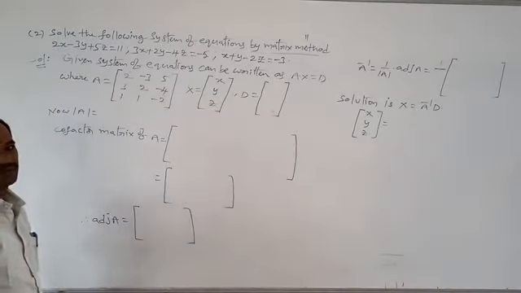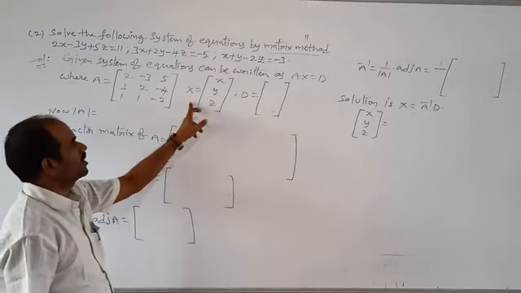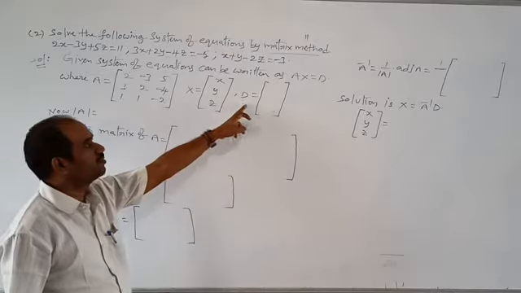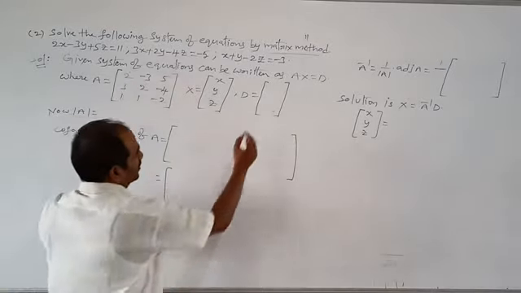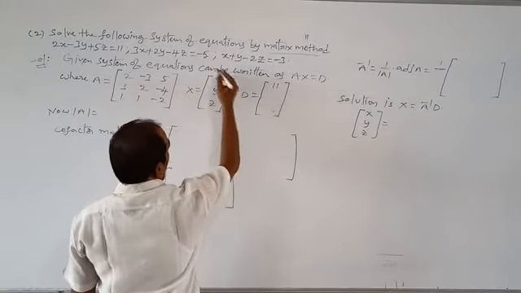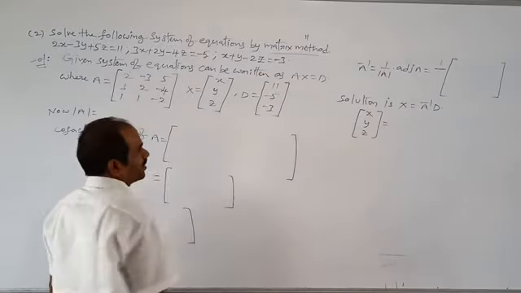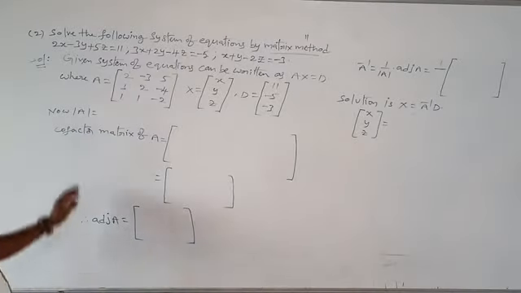Coefficient matrix. Next, X is equal to the matrix of unknowns. The unknowns are x, y, z. Next, D is equal to the constant matrix. In this the constants are 11, minus 5, and minus 3. This is the constant matrix.